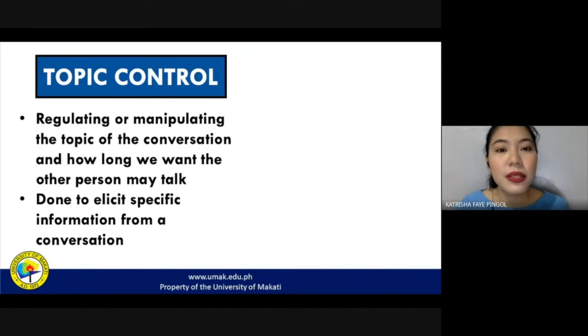Now, topic control is essential because sometimes there are instances wherein we want to elicit specific information. Okay? So when we do topic control, it is because we want certain pieces of information to be relayed to us. We want to hear specific pieces of information from a conversation.